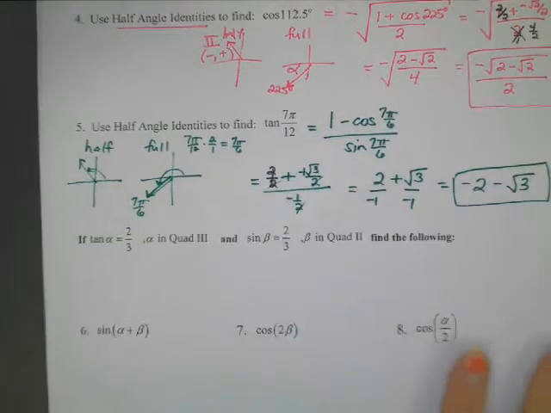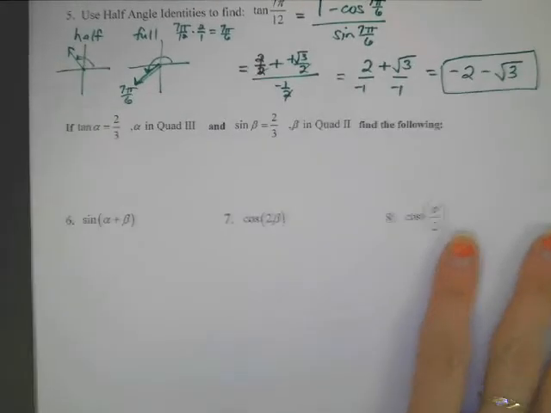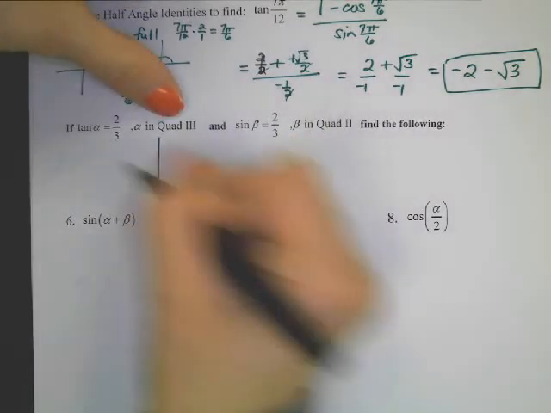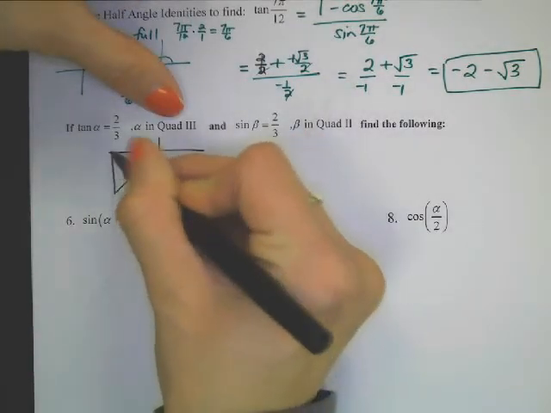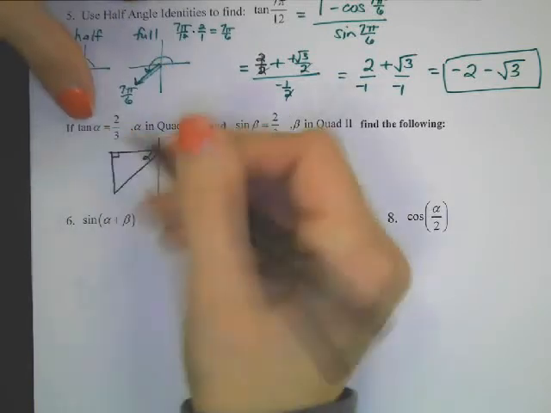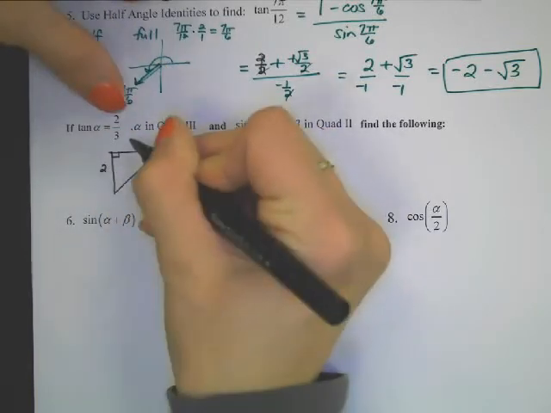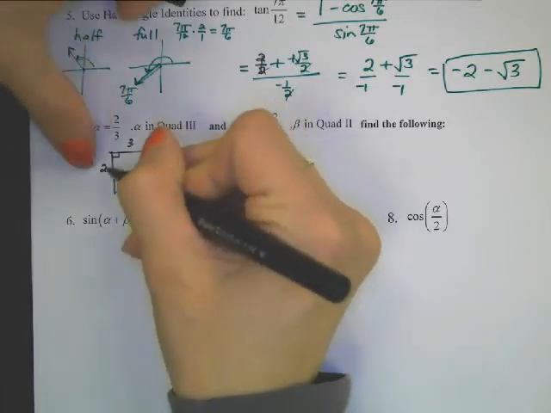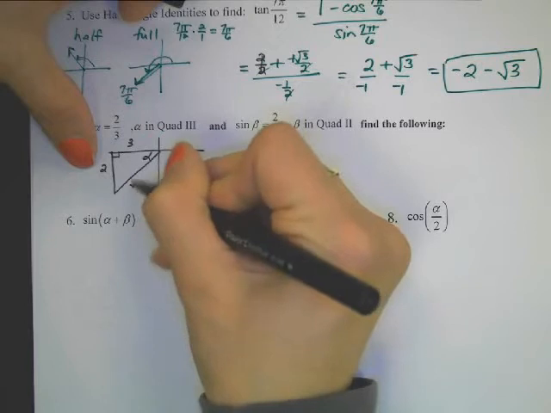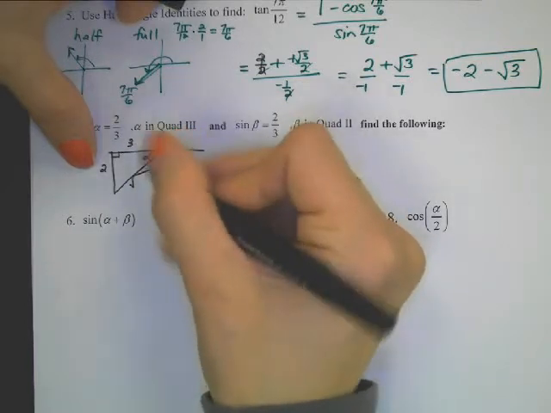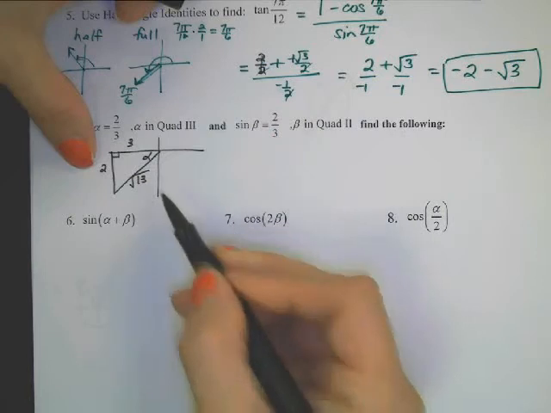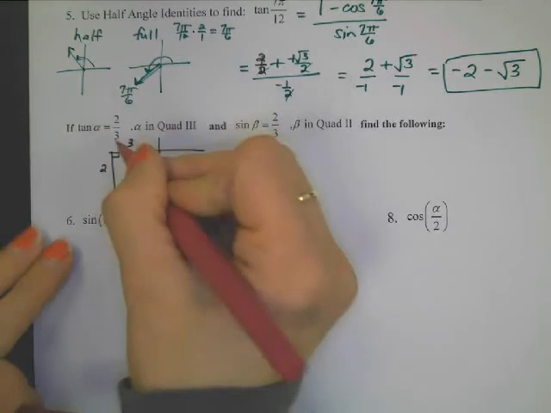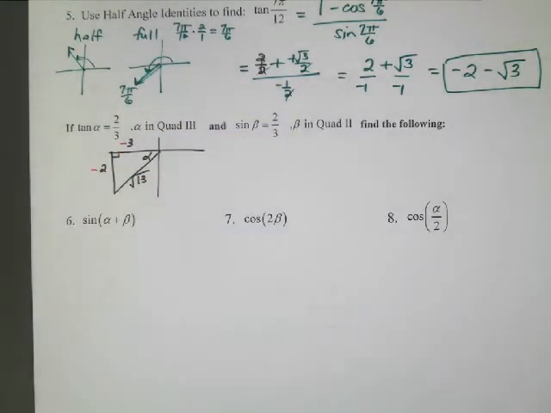Okay. Other things that we did was draw pictures in quadrants. So let's draw a couple of diagrams here. Alpha is in quadrant 3. So we're going to draw alpha right here. And tangent is opposite over adjacent. Pythagorean theorem, 3 squared plus 2 squared is going to be the square root of 13. Oh, but hang on, this is quadrant 3. So both of these, let's use a bright red here, should be negative.